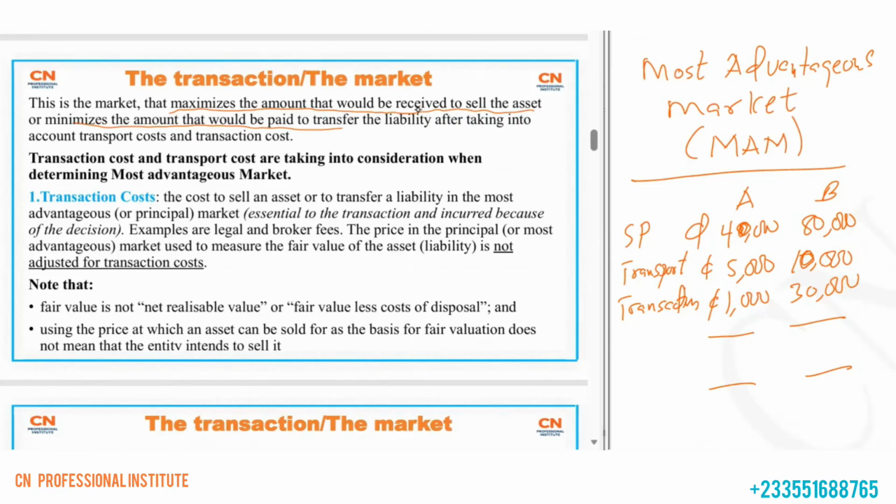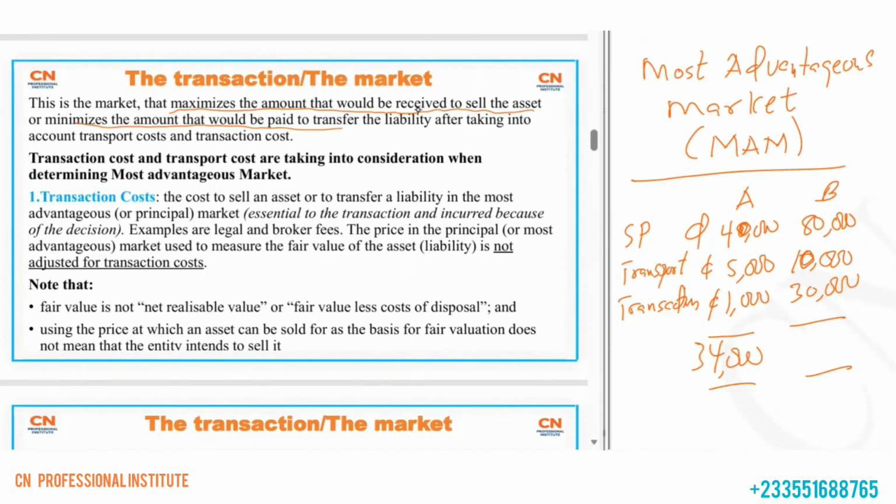Just know that with the most advantageous market, we don't use quantities. We use the market that will give us the highest or a higher net amount, after we have deducted the transport cost and transaction cost from the selling price. So you pick your selling price, less transport cost and transaction cost, and the one that gives you the highest becomes the most advantageous market, right? So you see that this will give us 34,000.